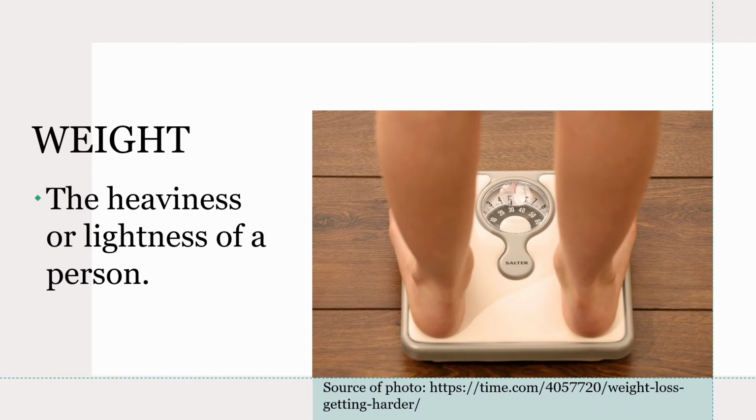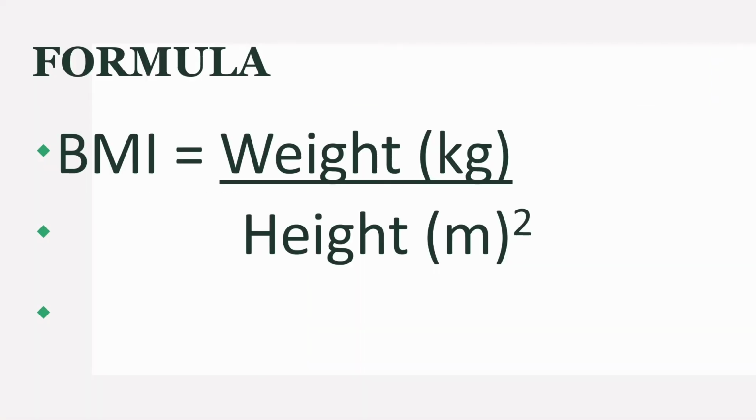Now, let us define what is weight. Weight is the heaviness or lightness of a person. To get our weight, we are using a weighing scale, and the unit that we are using is kilograms. The weighing scale helps us to determine how heavy or light we are. So this is the formula of BMI. BMI, or body mass index, is equal to weight in kilograms over height in meters squared.